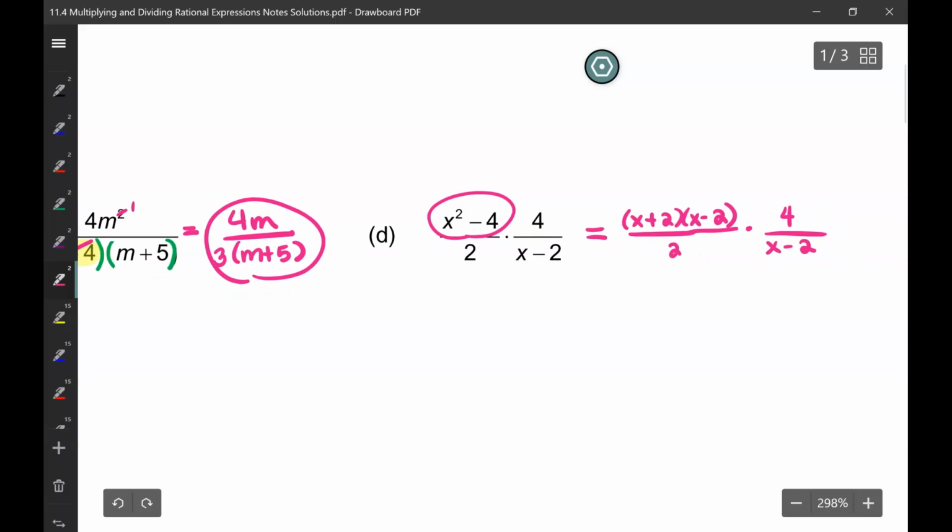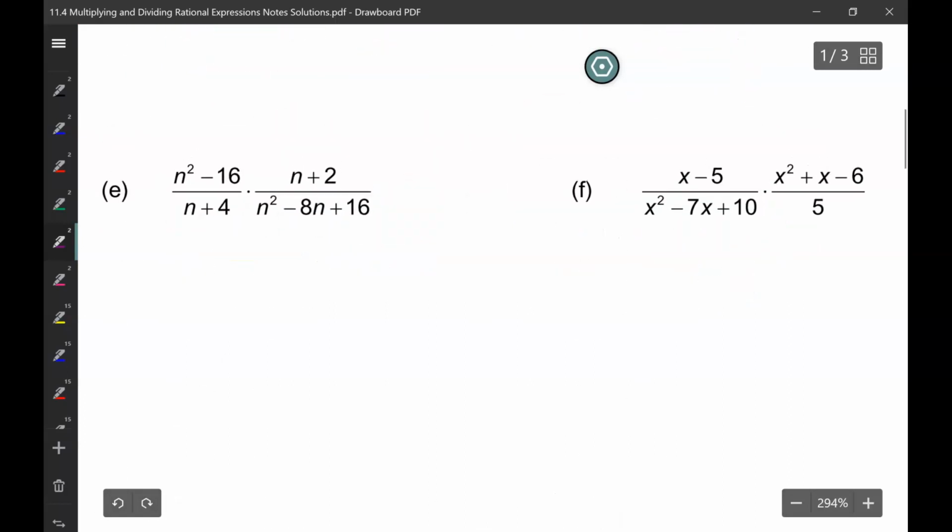And then what do we notice? We can cross out the x minus 2 here and the x minus 2. And we notice 2 goes into 4 2 times. So what do we have left over? An x plus 2 times a 2. And we'll just put the coefficient out in front. Again, leave it like that. You do not need to multiply.